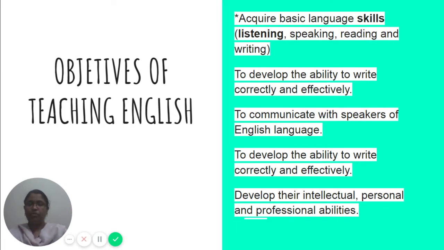The paper also aims to develop the ability of the students to write correctly and effectively. By reading this drama, by reading the prose prescribed to you, by reading the poetry, you should enhance your ability to write correctly and effectively. It also aims to make you communicate with the speakers of English fluently. It will aim at the development of the ability of the students to write correctly and effectively, as well as develop their intellectual, personal, and professional abilities.